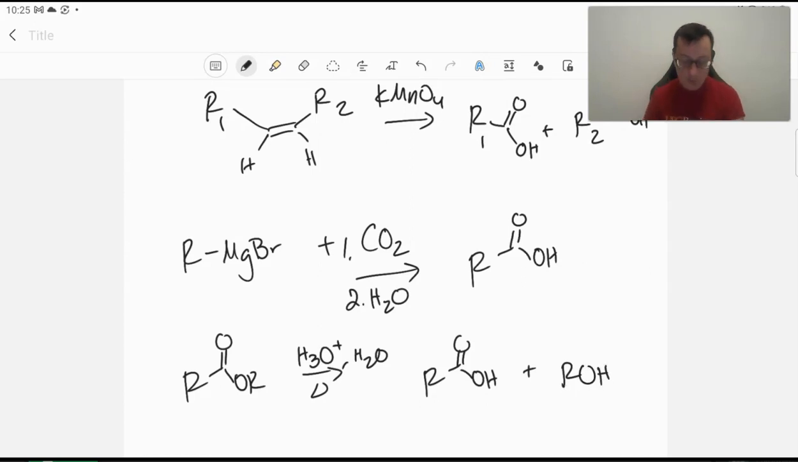You'd get an alcohol as well, but whatever your other R group is, you would end up getting that. So we have quite a few ways to make carboxylic acids. And we're going to see that the best thing to do with them is to make them more reactive. All these ways to make carboxylic acids, but these are relatively unreactive.